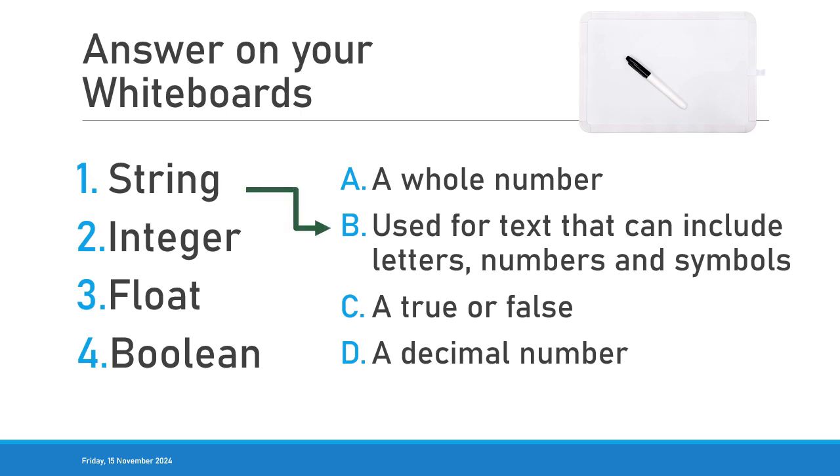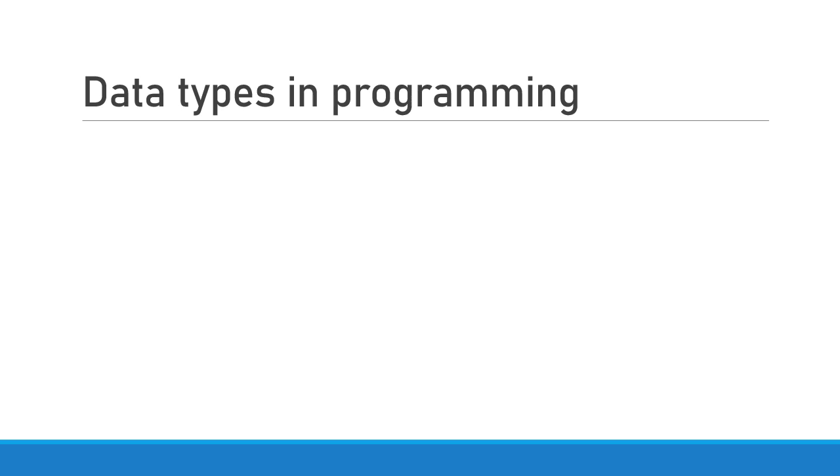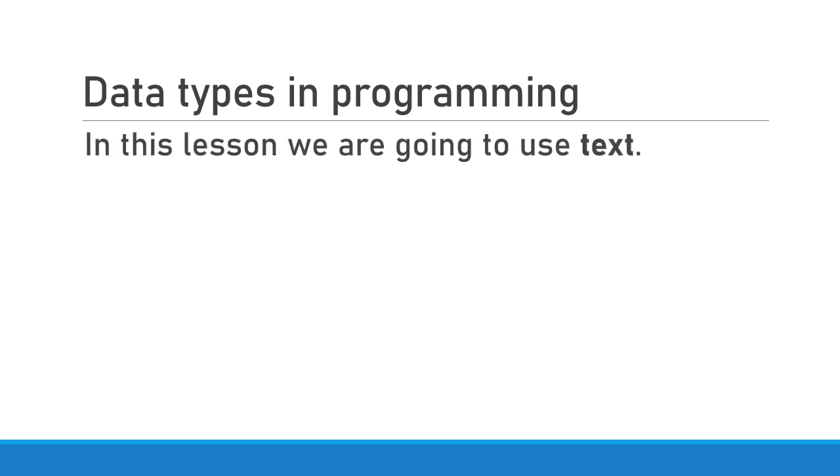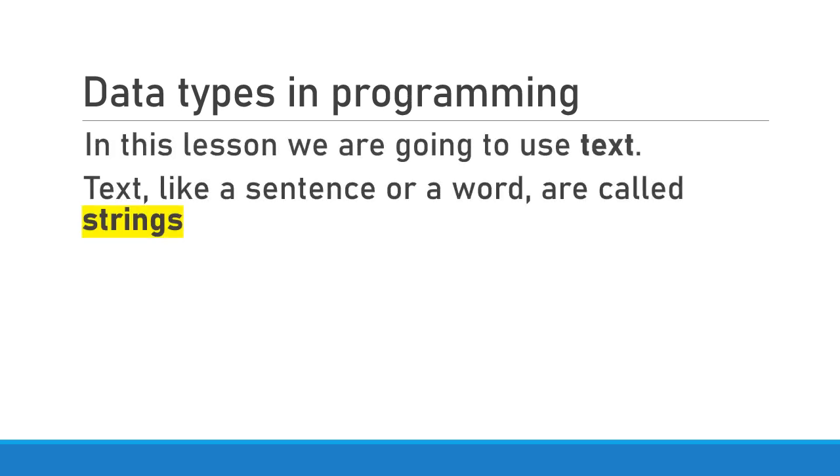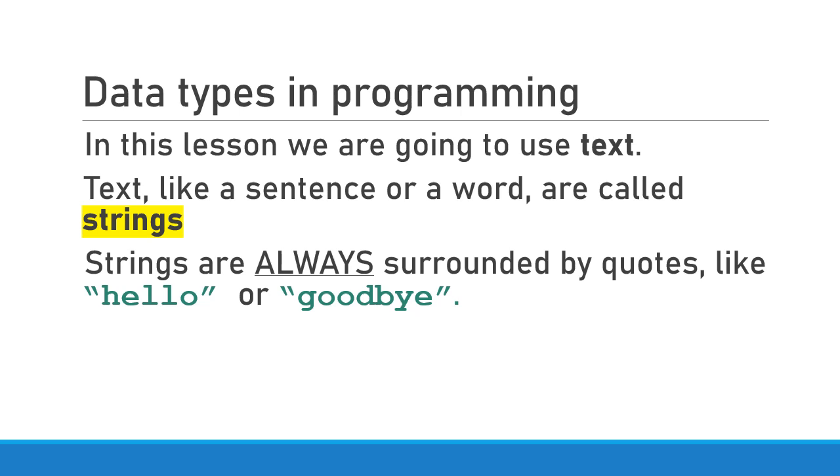Remember, strings are used for text that can include letters, numbers, and symbols. Integers are whole numbers. Floating point numbers, or floats, are numbers with a decimal point in them. And Booleans are just true or false. In this lesson, we're just going to use text, like sentences or a word. Remember, they are just strings. One of the most important things to remember from this lesson is that strings are always surrounded by quotation marks or speech marks.